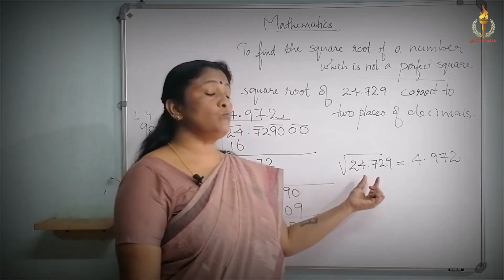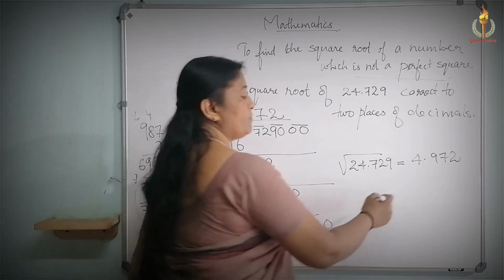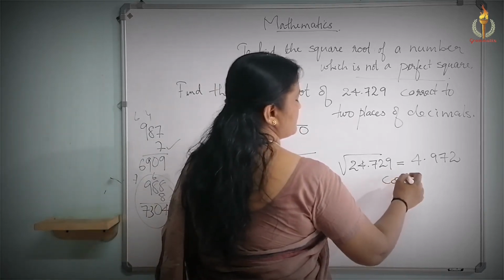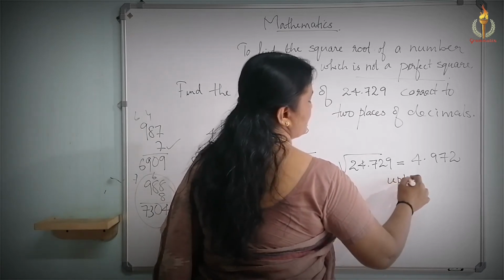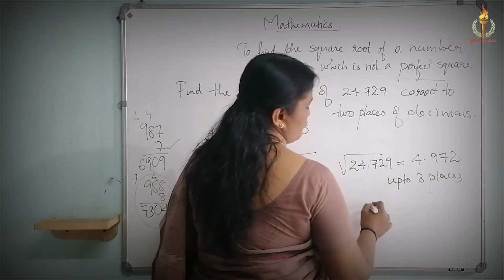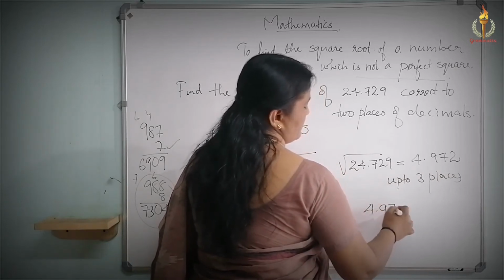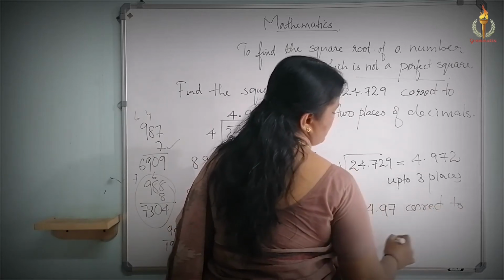So your answer is the root of 24.729 is 4.972, correct to 3 places of decimals. This is up to 3 places. Now when you round it up, it will become 4.97. This is correct to 2 places of decimal.